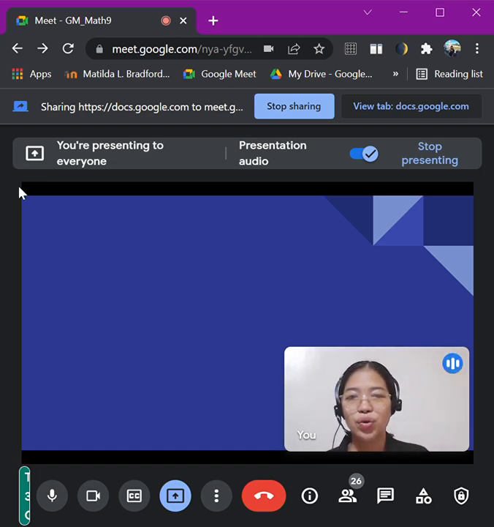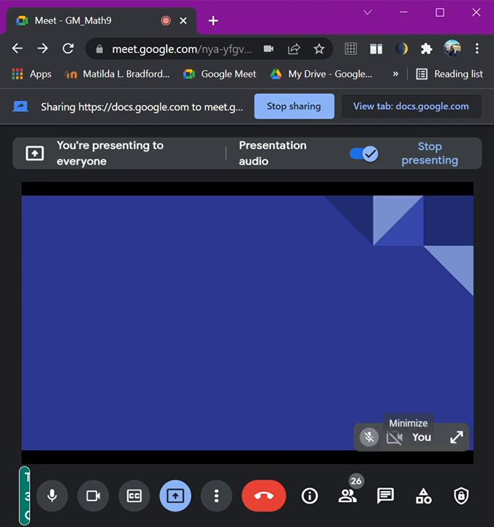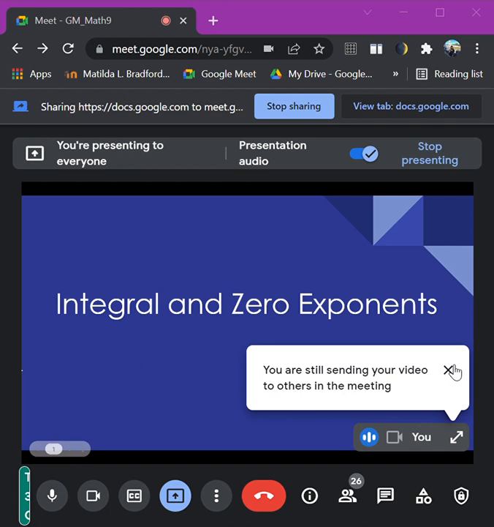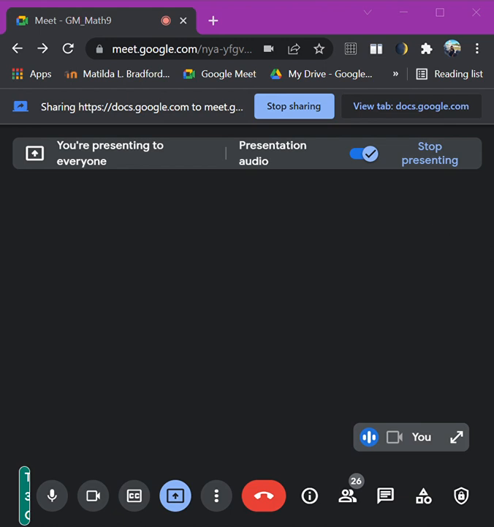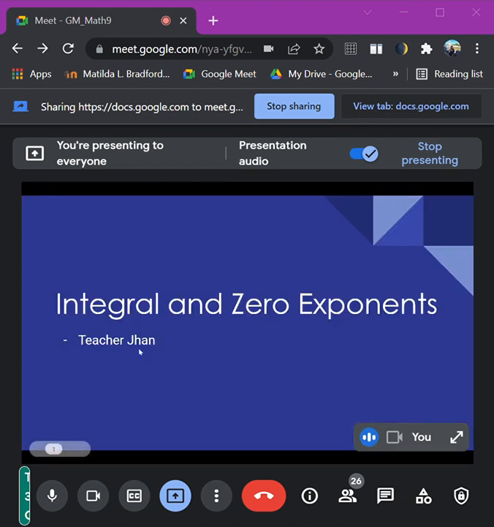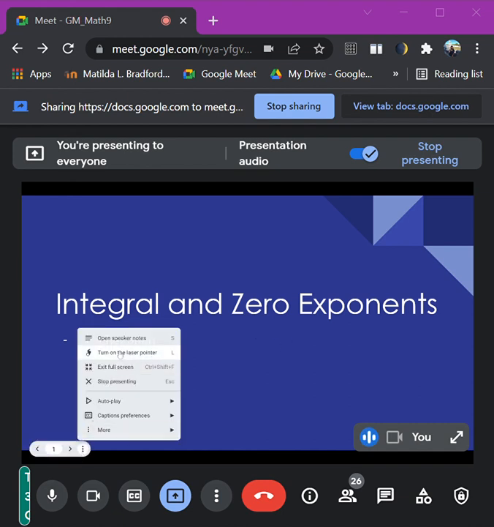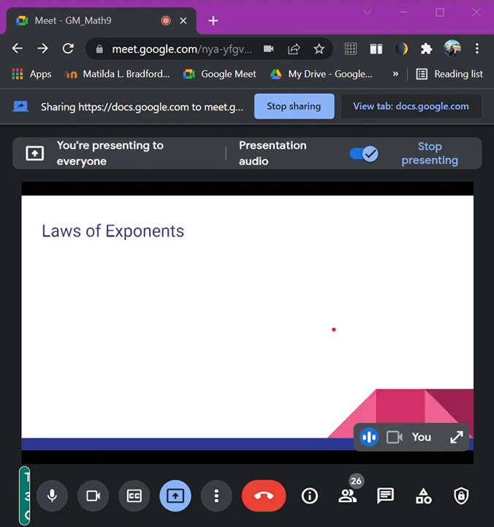Okay. So, we have here, class, our integral and zero exponents. As you can see in our ebook, we have the review of integral exponents and the zero exponents. And then we have the last one as well, which is all about fractional exponents. So, we can catch up on everything in this PPT. Here, we are going to have a review first of our laws of exponents.